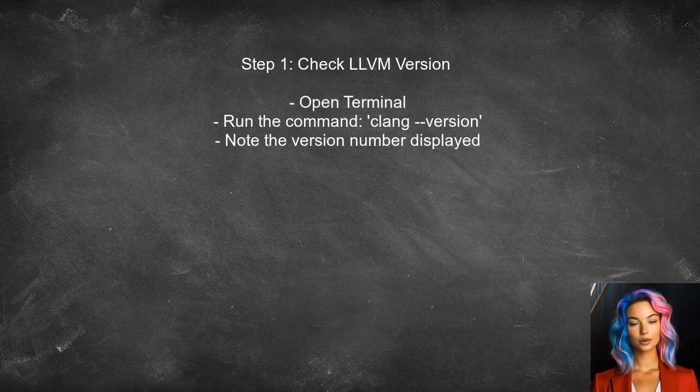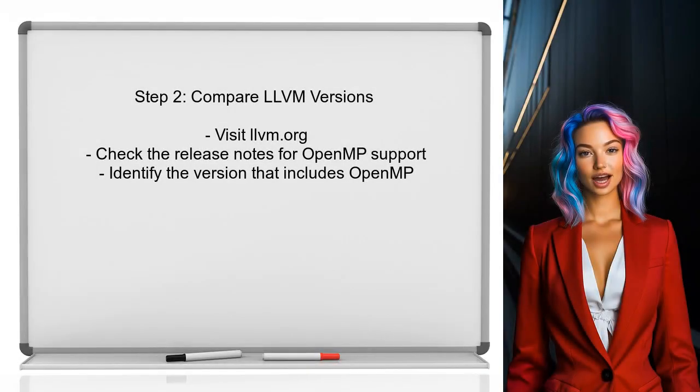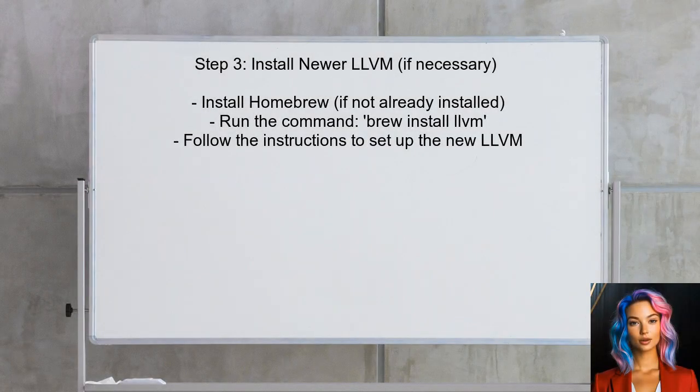To determine if OpenMP is available in the default LLVM provided by Apple in macOS High Sierra, the user should first check the version of LLVM installed on their system. Next, the user should compare the installed version of LLVM with the latest version that supports OpenMP. The user can find this information on the official LLVM website. If the installed version is older than the version that supports OpenMP, the user will need to consider alternative installation methods. This could involve using Homebrew to install a newer version of LLVM.